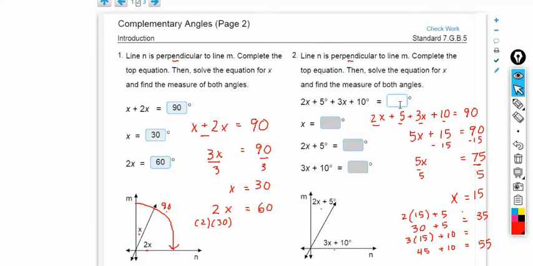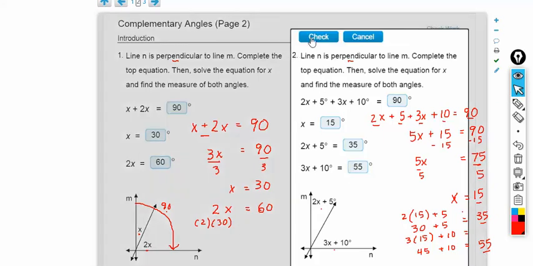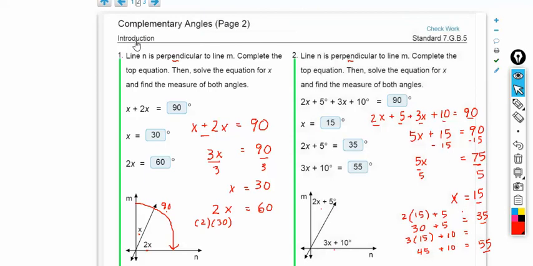So here we had 90. Because we had the 90 here, we said x equals 15. We said 2x plus 5 equals 35, and we said 3x plus 10 equals 55. So then we plug those in: x was 15, 35, 55. Check that. Pause it if you need to. Go ahead and put those into your notes. Alright, go on to page 3.